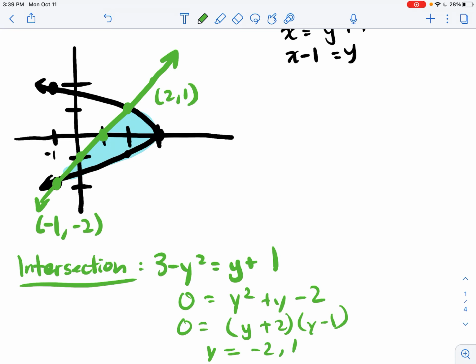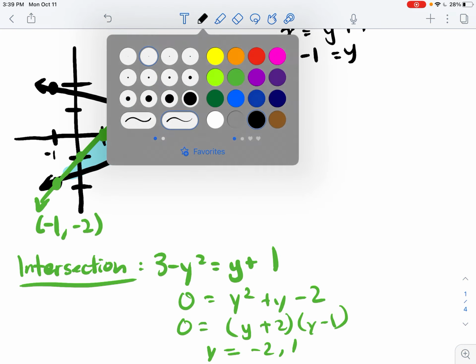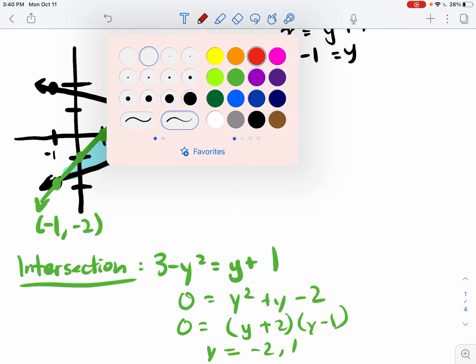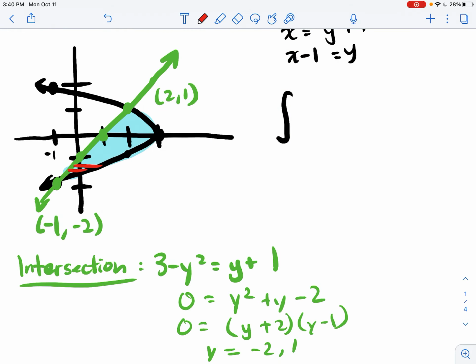So for our integral, we are going to be integrating from negative to positive. That is to say, these rectangles that we're adding up are being integrated in this order from negative to positive. So our lower bound, we would choose -2 all the way up to +1. Remember, we're integrating with respect to y, so we're going vertically up that y-axis.